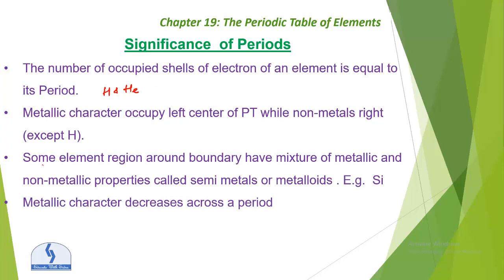Metallic character decreases across the period, and the non-metallic character increases across the period. Except period number 1, that is hydrogen and helium, they both are non-metals, right? So from left to right in a period, there is a decrease in the metallic character, and an increase in the non-metallic character. Across the period means we are going from left to right.